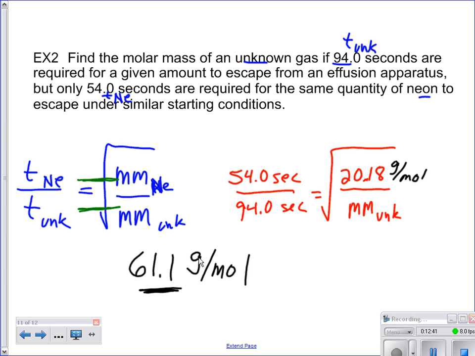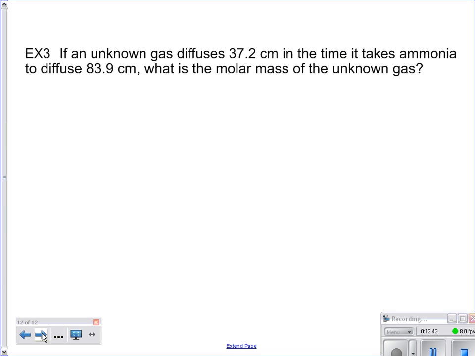Okay, good. Last one. Here we have an unknown gas that diffuses this distance. Well, that's for the unknown. In the same amount of time that it takes ammonia to diffuse this distance. We want to find the molar mass of our unknown gas. So again, we set it up. What do you guys want to choose for the top one? Which gas? Ammonia. Okay, let's do ammonia. Ammonia on top, unknown on the bottom.